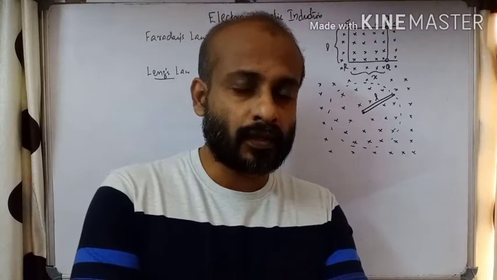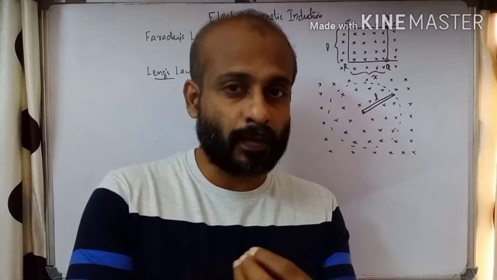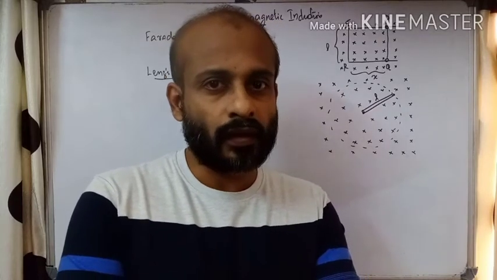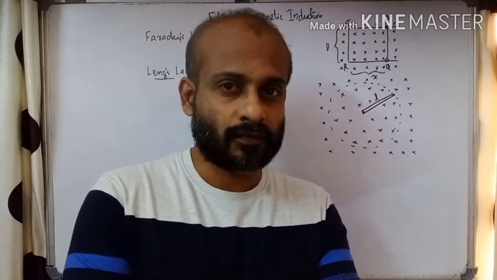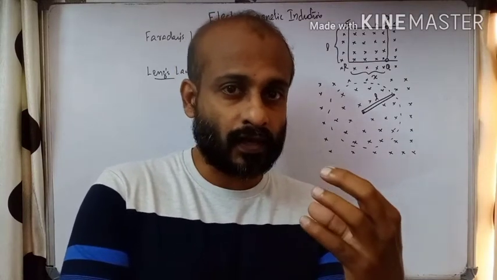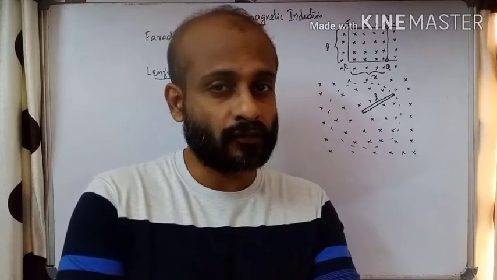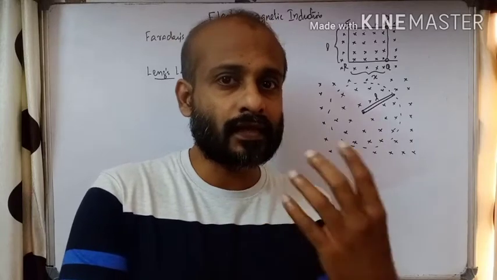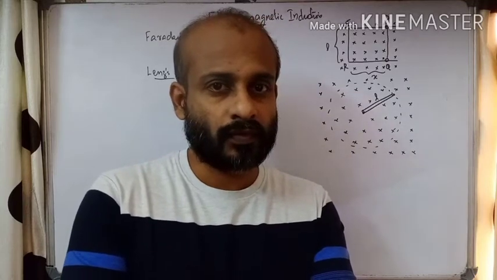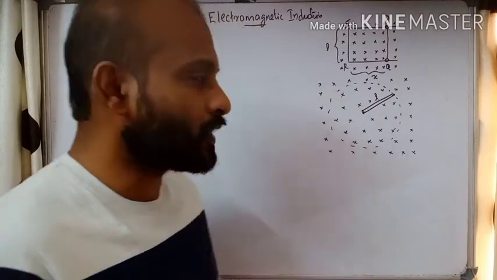Surrounding a magnet, there will be magnetic flux. When we move the magnet with respect to the coil, the magnetic flux undergoes change. When we move the magnet towards the coil, the magnetic flux increases. When we move the magnet away from the coil, the magnetic flux decreases. During this increase or decrease in the magnetic flux, an EMF will be induced in the closed circuit. This phenomenon is called electromagnetic induction. We'll see an example to understand this.